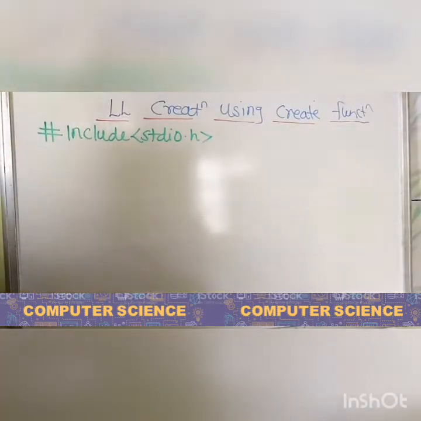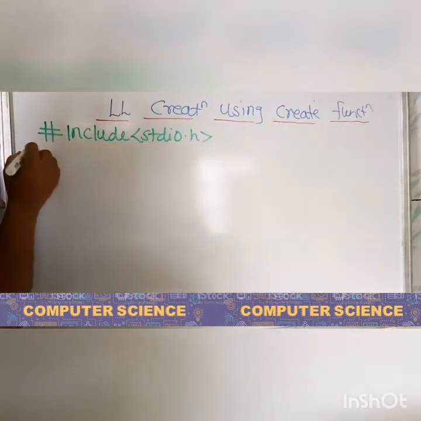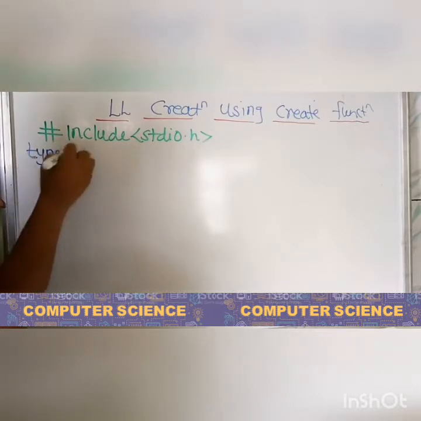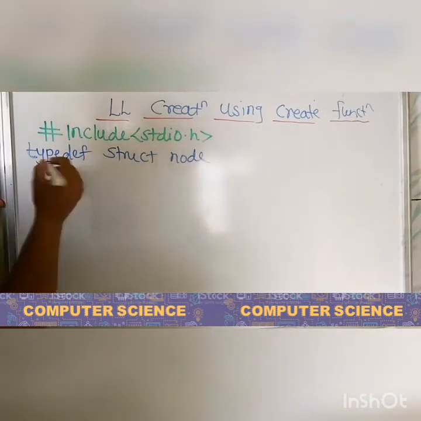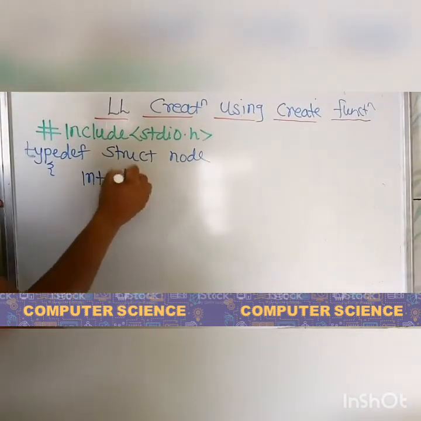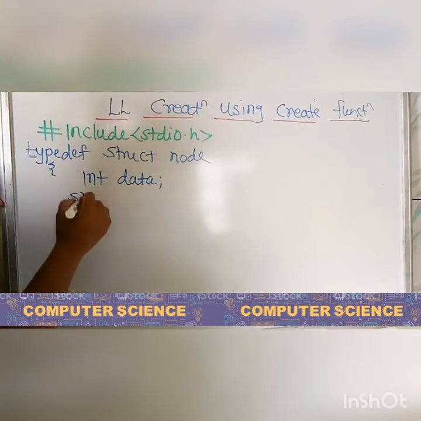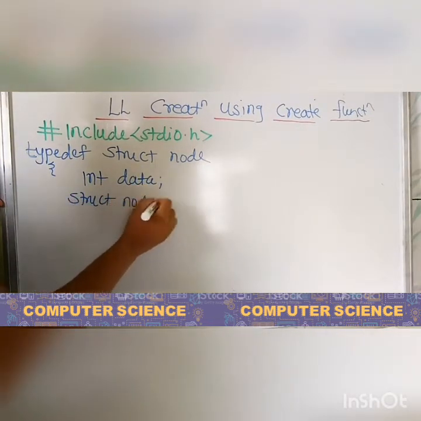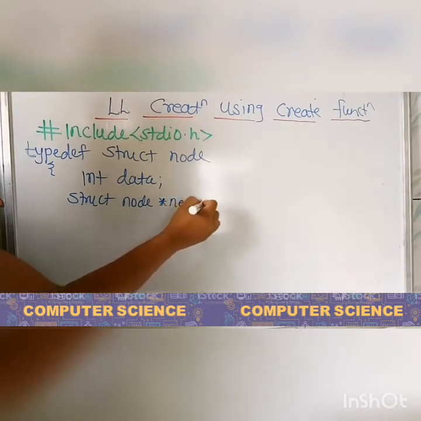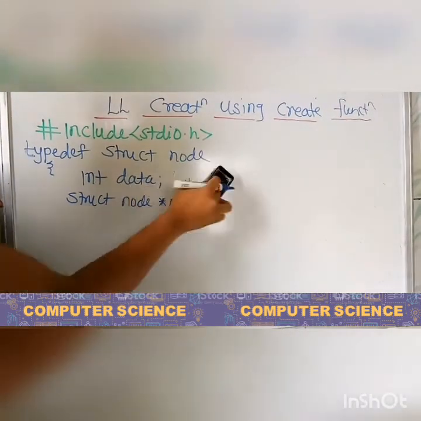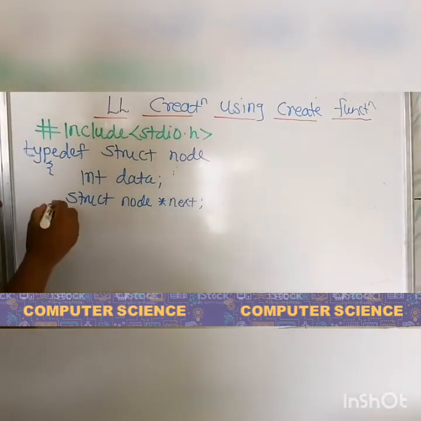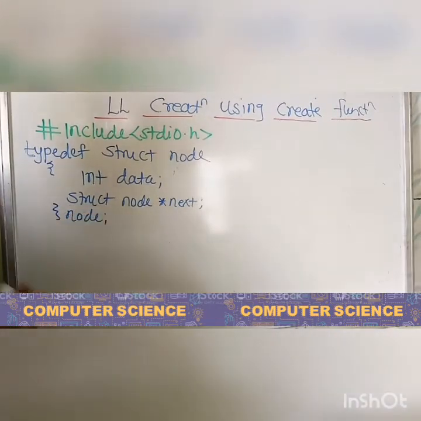Then we will create a node of a linked list, that is typedef struct node { int data; struct node *next; }. These are the two parts, means first is for data and second is for the next element, and we will complete it and declare one variable like node. This is the node part.